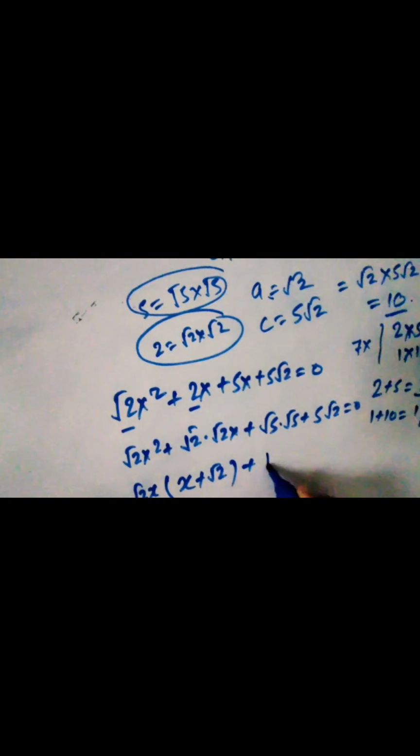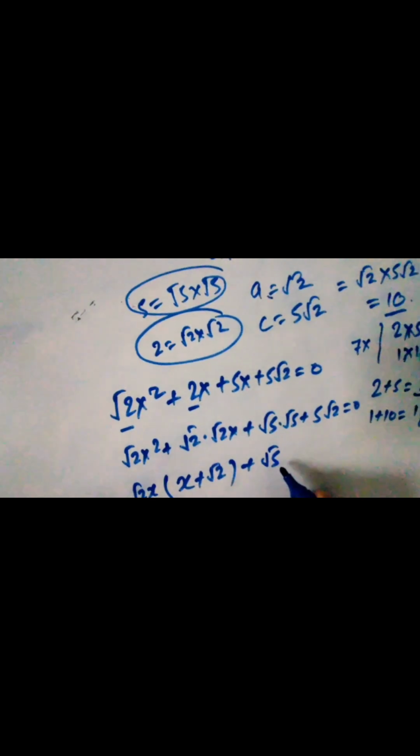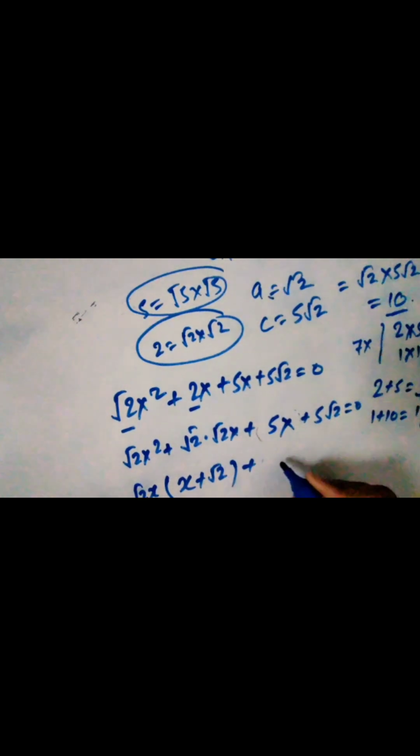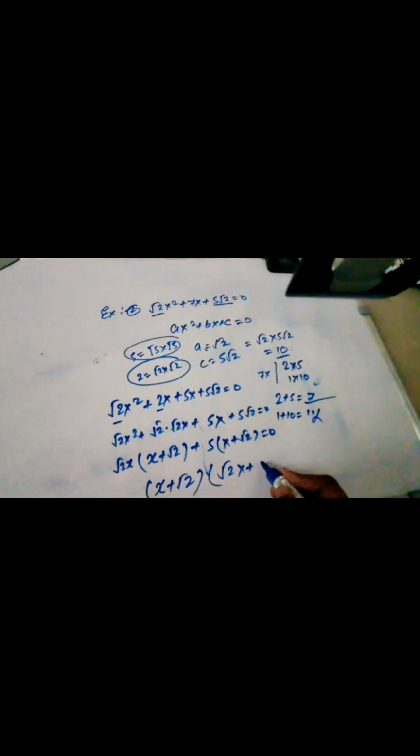Here you put root 5 common. No, here no need for root 5. Here 5x only. Then from the x, put 5 common: x plus root 2 equals 0. Here x plus root 2 is common, so you put it out. And root 2x plus 5 equals 0.